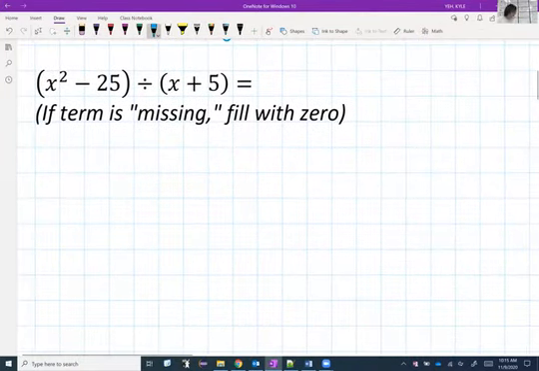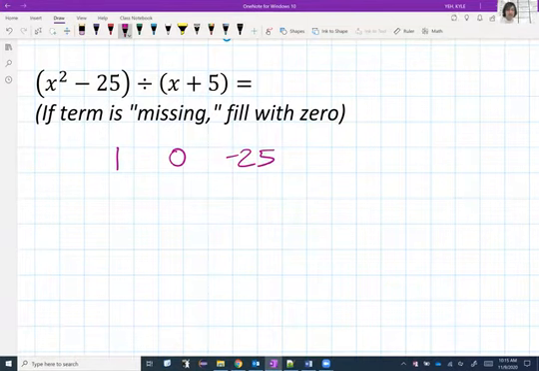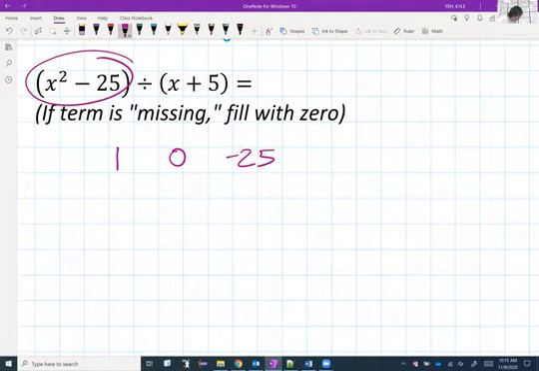So x squared minus 25 divided by x plus 5, and I have a little footnote there saying if a term is missing, fill with a 0. What does that mean? Well, here we have 1x squared, we have 0 x's, and negative 25 is our constant. And that's what it means saying we need to fill with a 0. We do need that 0 column representing the x's just to keep everything in line. So we got those from those coefficients.